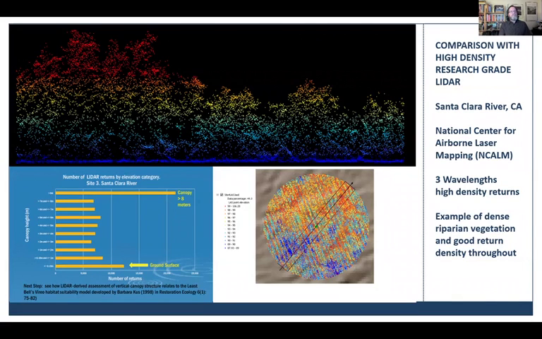And here's an example from prior studies that I've talked about at this conference, where we had high density research grade LiDAR collected by the National Center for Airborne Laser Mapping on the Santa Clara River in Southern California. In this case, they had 3 different lasers, each with a different wavelength, and gave us very high density returns. And this is an example where the LiDAR was doing quite a good job of picking up not only the upper canopy layers, but also all the way through down to the ground surface.